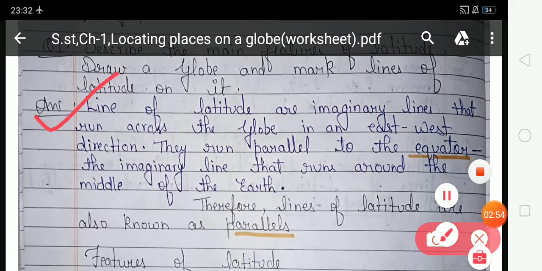Lines of latitude are imaginary lines. Imaginary means something that is not really there, that run across the globe in an east-west direction. They run parallel to the equator, the imaginary line that runs across the middle of the earth. Parallel means lines running side by side, always keeping the same distance between them. Therefore, the lines of latitude are also known as parallels.